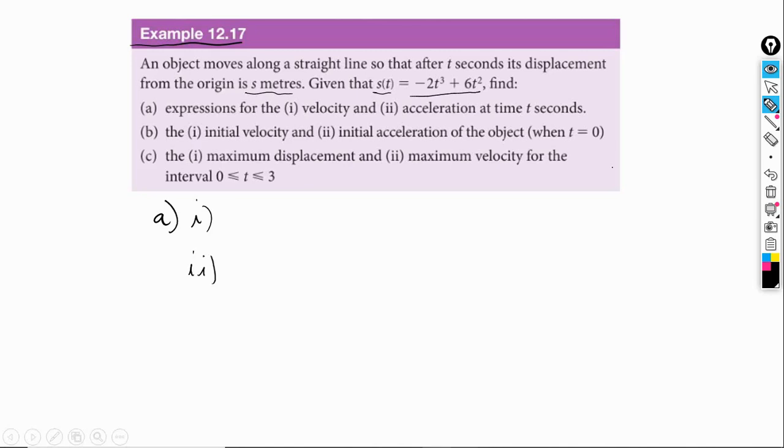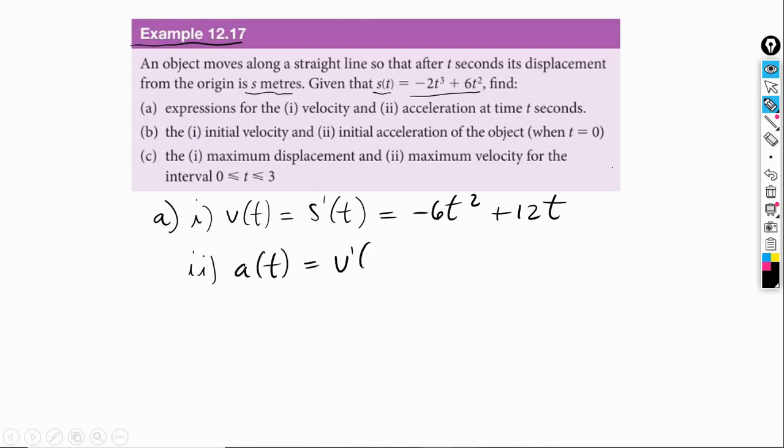So let's start with velocity. Now remember that velocity is going to be the same as the first derivative of the displacement function. So that means it's going to equal negative 6t squared plus 12t. So that's going to be the velocity function. As for acceleration, let's recall that acceleration is the same as the derivative of velocity, which is also the second derivative of the displacement. So we're going to get that the acceleration function is minus 12t plus 12.